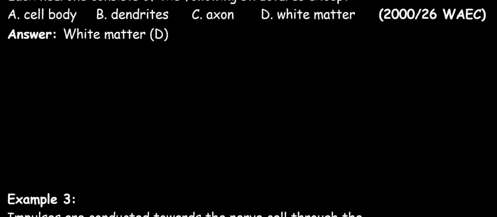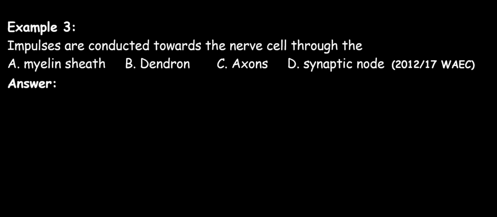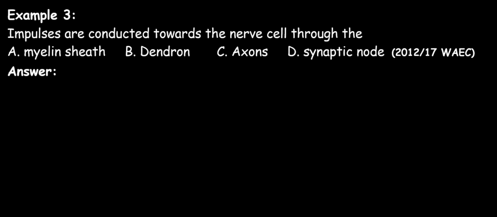The next question, it says, impulses are conducted towards the nerve cell through the A. myelin sheath, B. dendron, C. axons, D. synaptic node. The answer to this question is B, and that is because impulses are conducted towards the nerve cells through the dendron. Note that impulses are conducted away from the nerve cell through the axon.